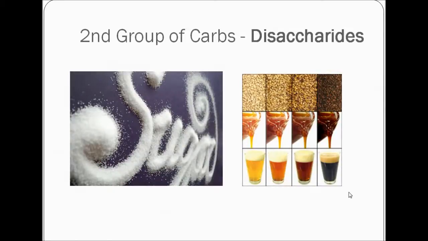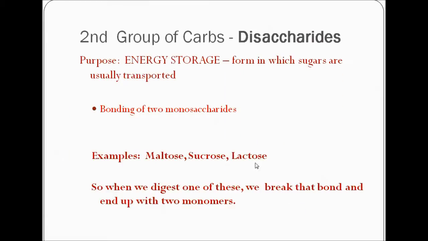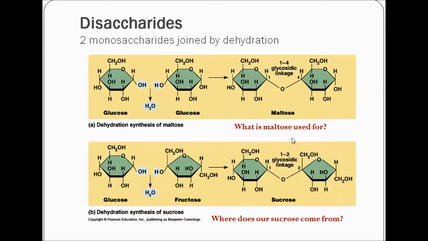So our second group of carbs are disaccharides. And here's a hint to what's coming up. Once again, the purpose, if you're filling out that table, is energy storage. And this is a form in which sugars are usually transported. It's a bonding of 2 monosaccharides, disaccharides. Examples are maltose, sucrose, and lactose. So when we break those down, we break the bond that's hooking those 2 guys together.